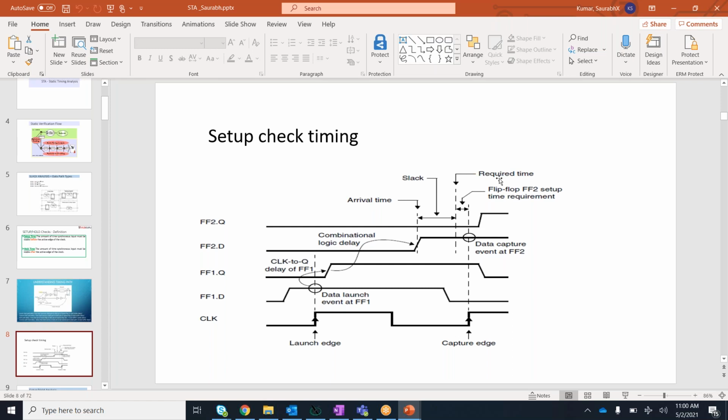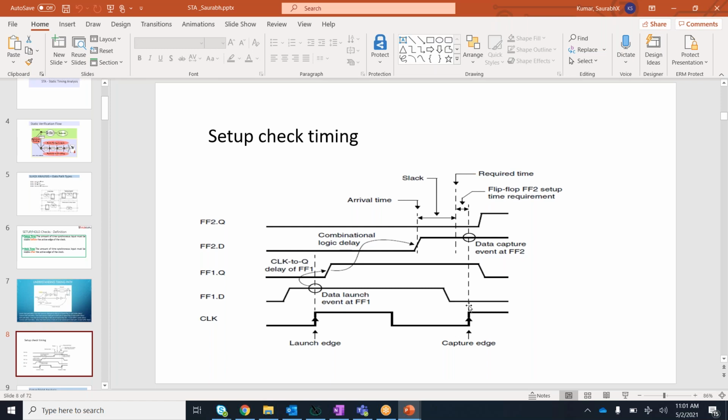And what is my required time? Because this is my requirement: my data should reach before the next edge with this setup time. As per the definition, all the inputs should be stable before this setup time. So this time is reserved for flip flop 2. This time is not in our hand.